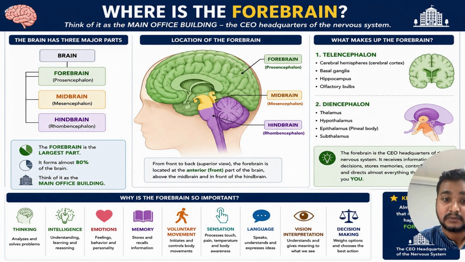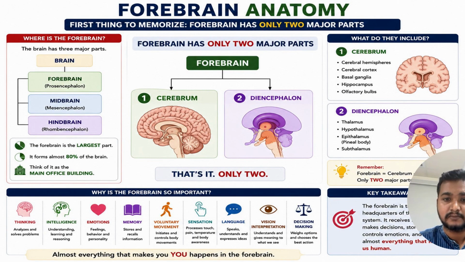So remember this simple rule. Forebrain equals telencephalon plus diencephalon. If you remember this relationship, you've already mastered one of the most fundamental concepts in neuroanatomy. As we move forward, we'll explore each of these structures individually. Before we move any further, I want you to memorize one important fact.